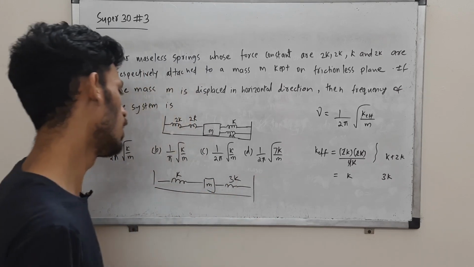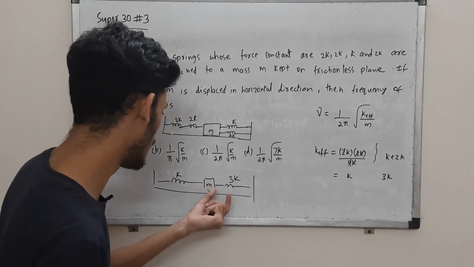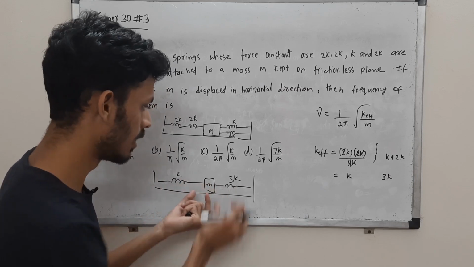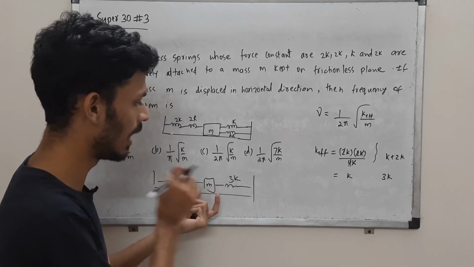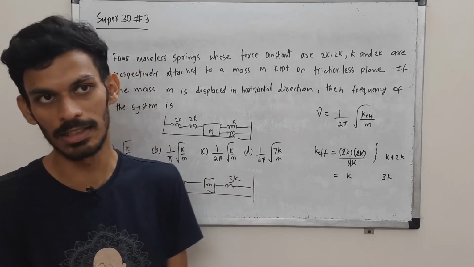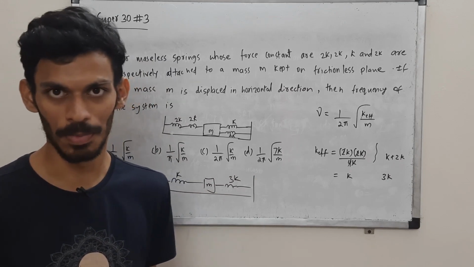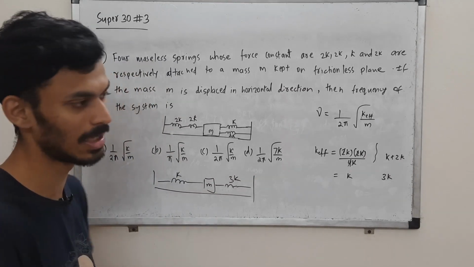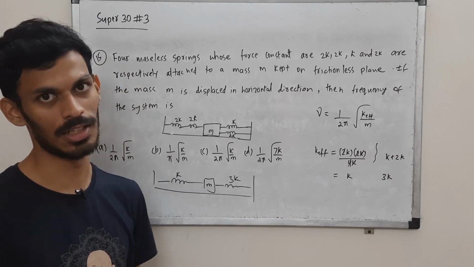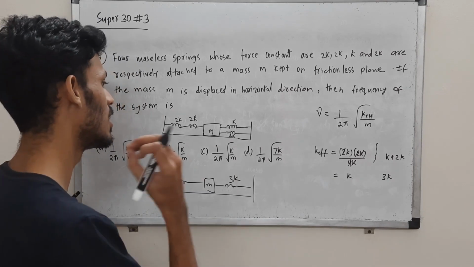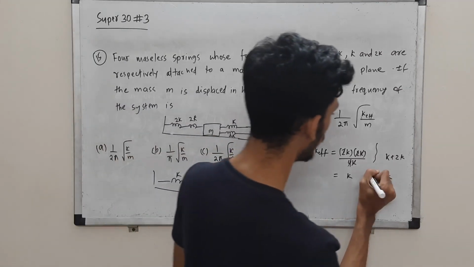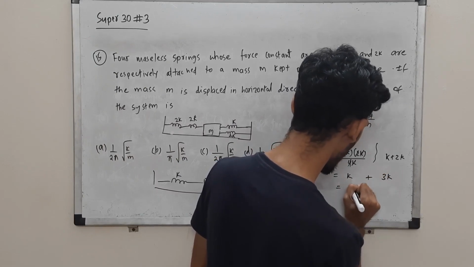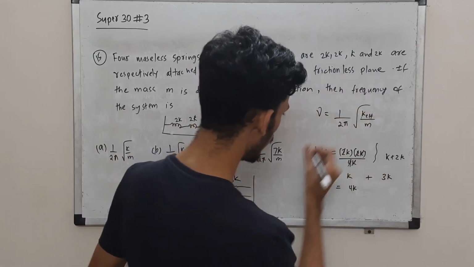Now to find k effective, if we stretch this by delta x, this will get compressed by delta x. So the extension is the same. The value of extension is the same, which means they are in parallel combination. They are not in series. Extension is the same, meaning parallel combination. So you have to add these two. So this is 4k. So k effective is 4k.